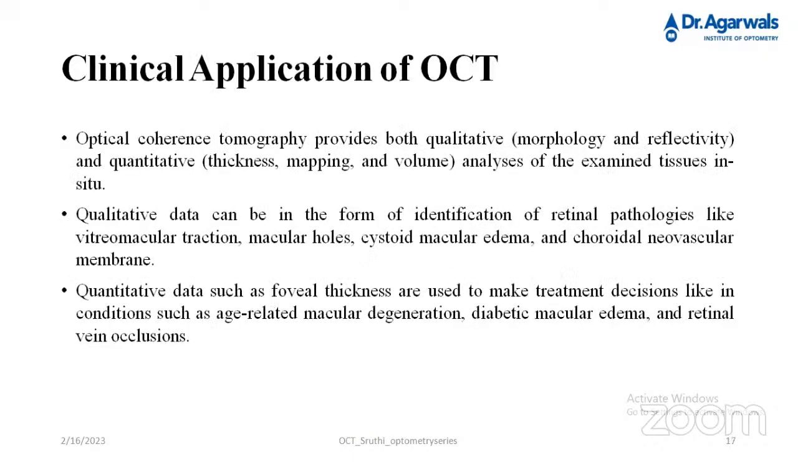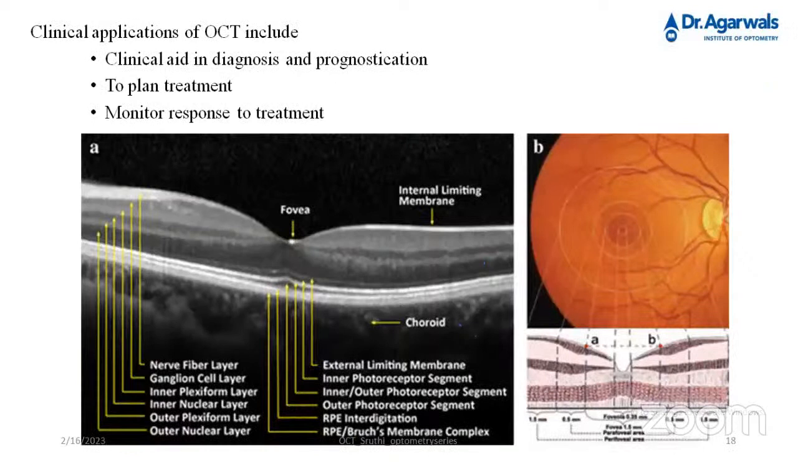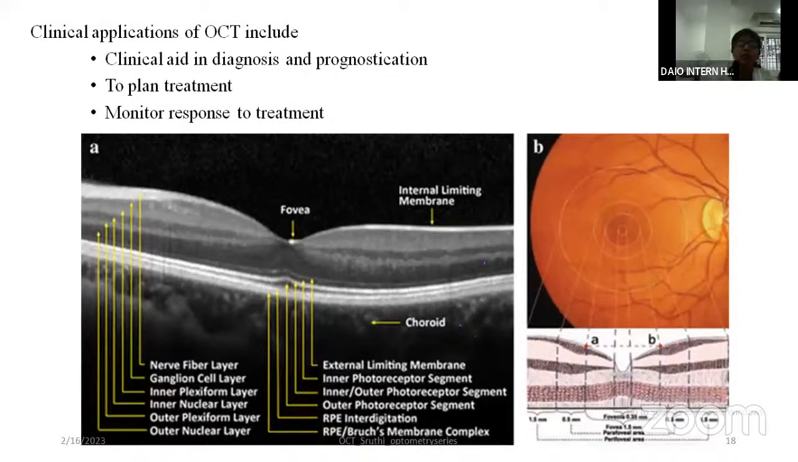Continue, Shruti. Clinical application of OCT. Optical coherence tomography provides both qualitative and quantitative analysis of the examined tissue in situ. Qualitative data can be in the form of identification of retinal pathologies like vitreomacular traction, macular holes, cystoid macular edema, choroidal neovascular membrane. Quantitative data such as foveal thickness are used to make treatment decisions in conditions such as ARMD, diabetic macular edema, and retinal vein occlusions. Clinical applications of OCT include aid in diagnosis and prognostication, planning treatment, and monitoring response to treatment.